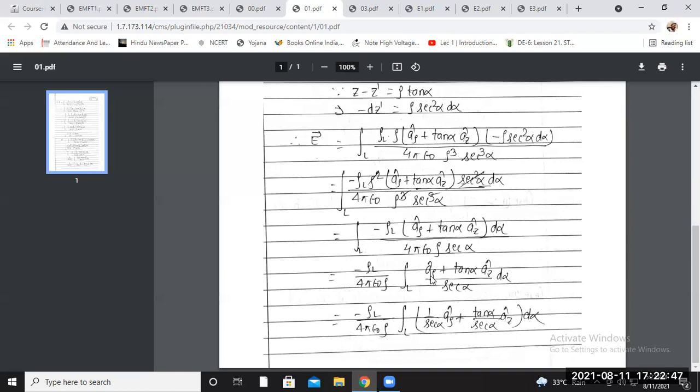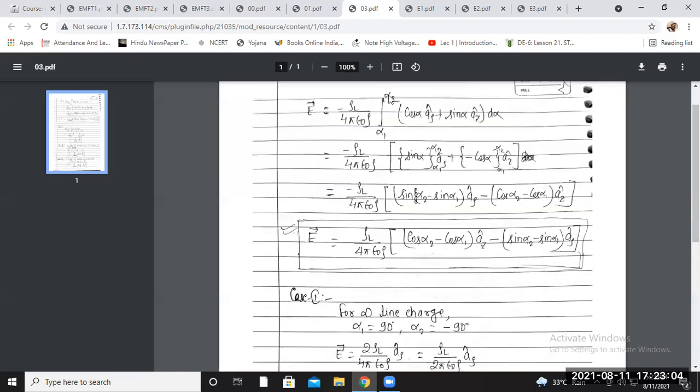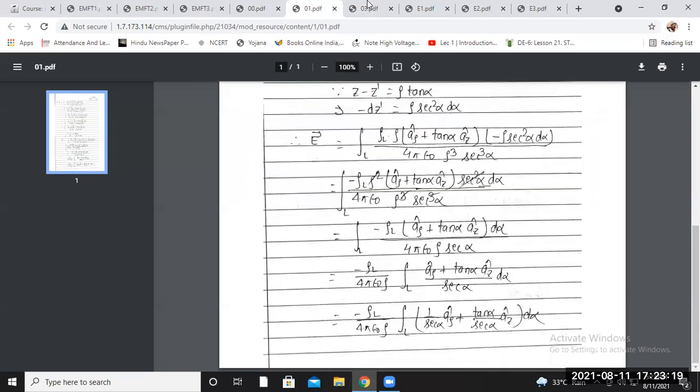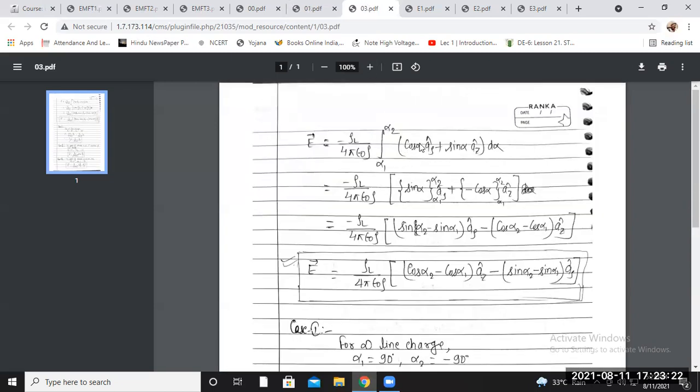Now the remaining part is left, that is integration over the length arrow cap plus tan alpha az cap d alpha upon sec alpha. Now bifurcate this total equation with respect to the LCM, you will get 1 upon sec alpha arrow cap plus tan alpha upon sec alpha az cap d alpha. Okay, now as the range varies from point A to B, from alpha 1 to alpha 2, and this integration varies in terms of alpha, we take the range from alpha 1 to alpha 2. 1 upon sec alpha becomes cos alpha, so we have put the value of cos alpha.